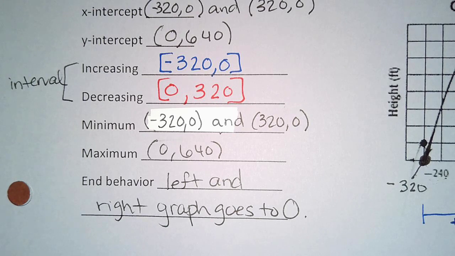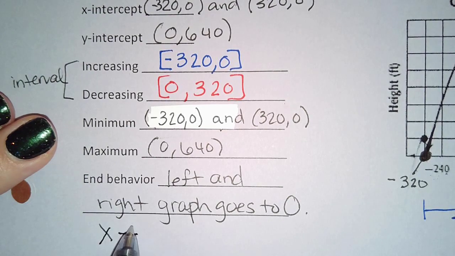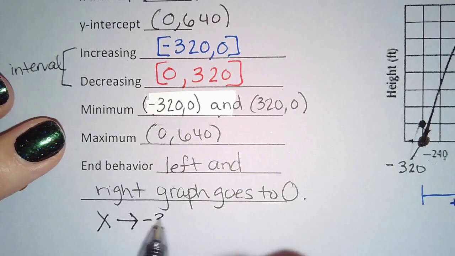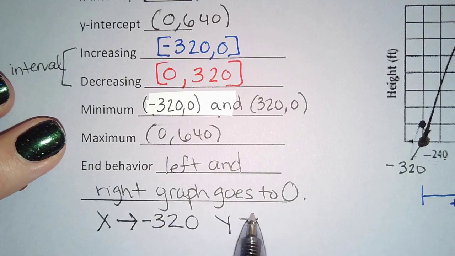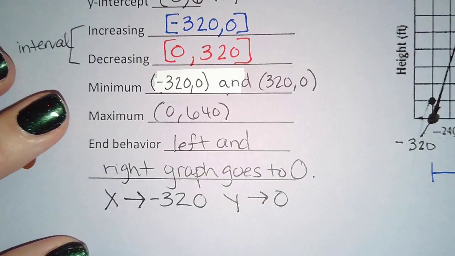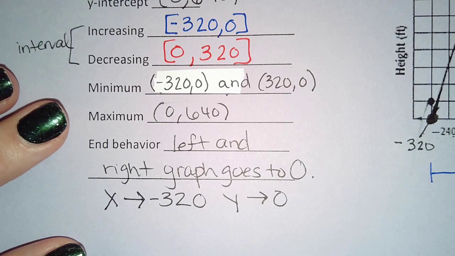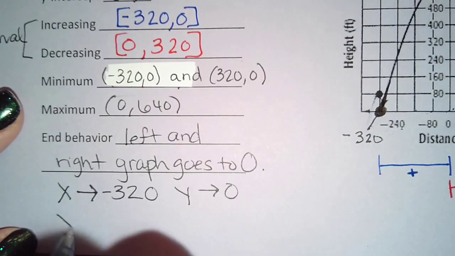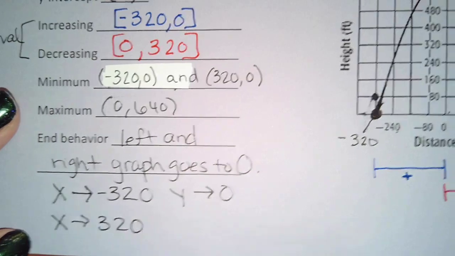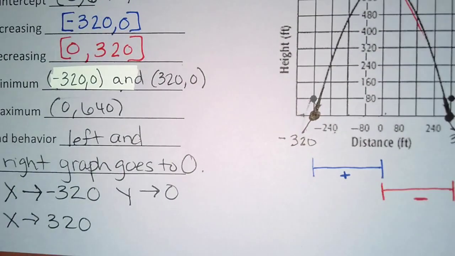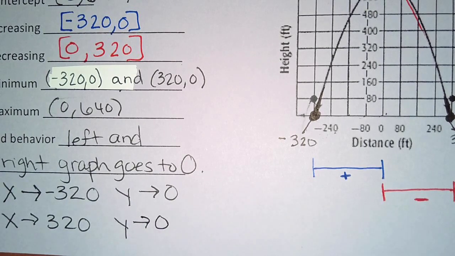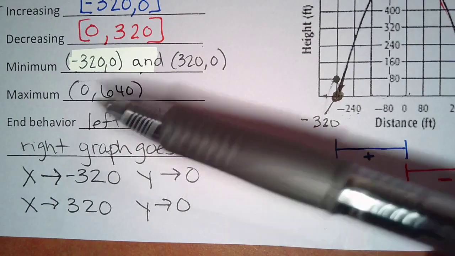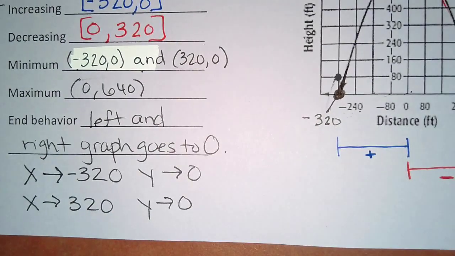Here's another way we could write that. As x is approaching negative 320, our y is approaching 0. And on the other side, as x is going towards 320, so as we're going towards this point, our y is then also going towards 0. Can we write that in there on the line? Yeah, whichever one you wanted to use is fine. When you're ready, flip it over.